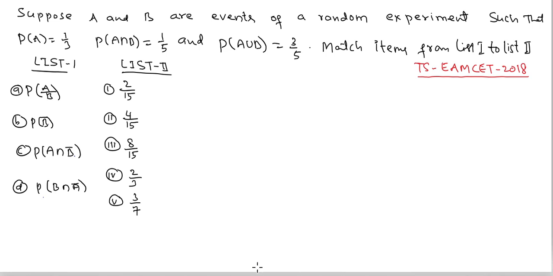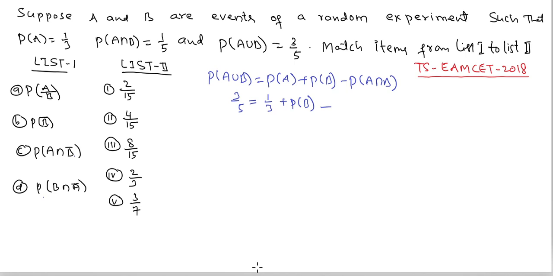First we find P of B. We know that P of A union B is equal to P of A plus P of B minus P of A intersection B. P of A union B, that is 3 by 5, is equal to P of A, that is 1 by 3, plus P of B minus P of A intersection B, that is 1 by 5.